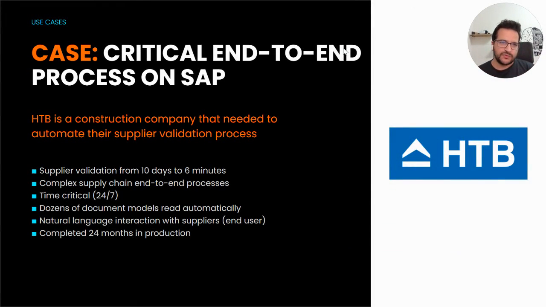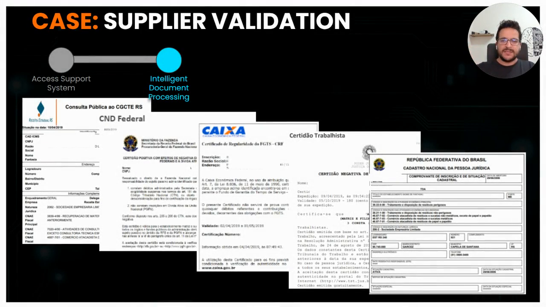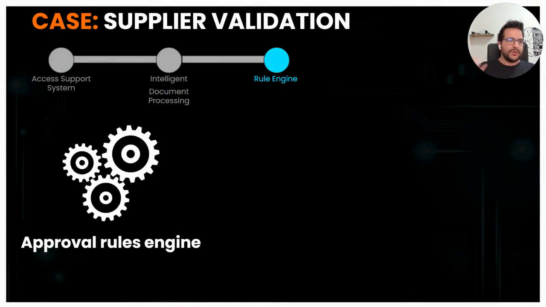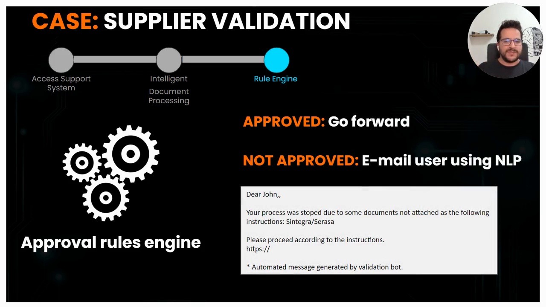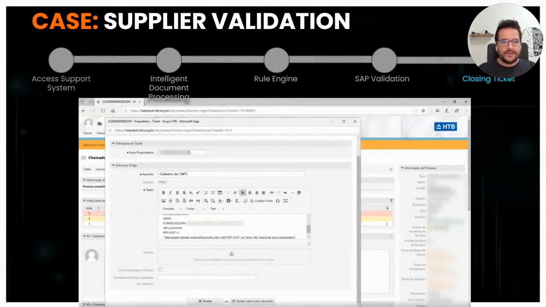Let's take this example. This is a construction company that needs to automate a supplier validation process. The supplier validation process used to take 10 days and now takes 6 minutes with a bot. This is the kind of end-to-end process that can be built with Python. So the bot gets into a web repository where the supplier sent all the documentation. The bot downloads the documents and uses BotCity Docs to parse the PDF files. They use an approval rules engine. If the supplier is approved, go forward in the process. If it's not approved, we use NLP to inform the user what's happening in the process. Is there any document missing or something like this? Then the bot gets into SAP using our computer vision frameworks and fulfills more than 20 screens of data and closes the ticket. So this is the kind of end-to-end process that you can build, from 10 days to 6 minutes, running seamlessly.